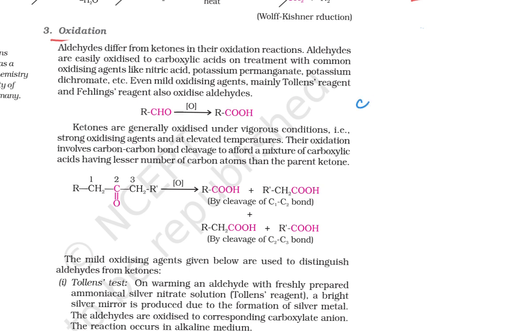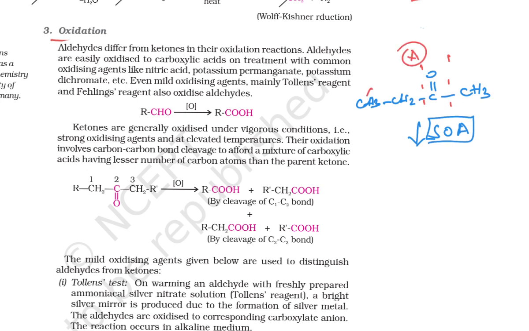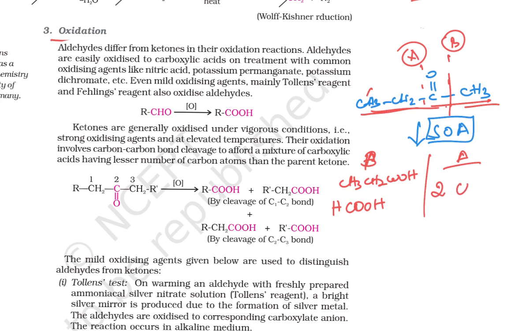Clear. CH3, CH2, C double bond O, CH3. I am using a strong oxidizing agent. At that time two types of breakage are possible: one here, one here. If it breaks at A, we get two 2-carbon acids. But if the breaking is at B, we get a 1-carbon acid and a 3-carbon acid. In case of breakage B, your products are CH3CH2COOH and HCOOH. In case of breakage A, both are 2-carbon only, so 2 CH3COOH. Are you clear? Right.